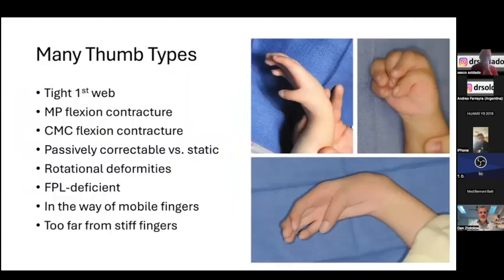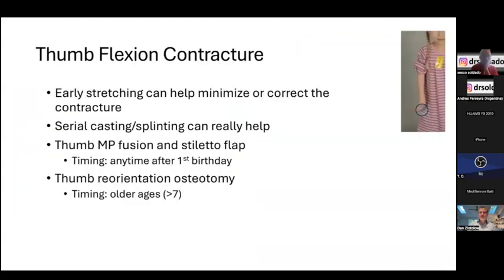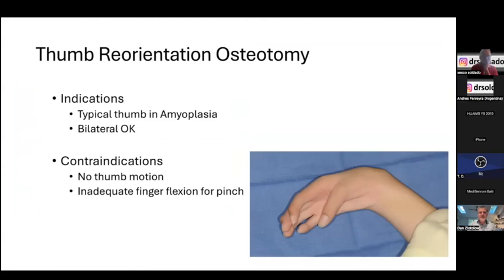And then just to say a brief thing about thumbs, there's a lot of thumbs. And I think that's why it's important to make the diagnosis. The one on the upper left is amyoplasia, as is the one below, and the one on the right upper corner is distal arthrogryposis. So my preference is thumb reorientation osteotomy.